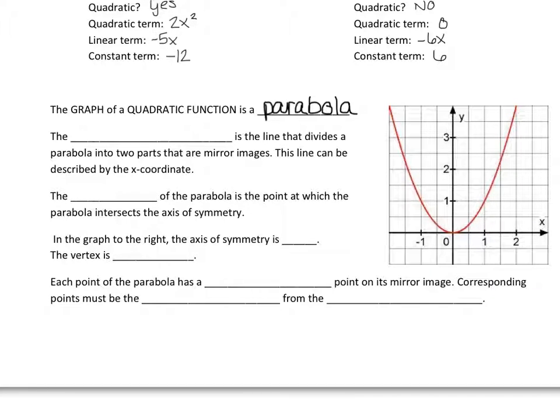So parabolas make a U shape. Okay, when they're positive, they make a right side up U. When they're negative, that turns upside down. Just like our absolute value V's turned upside down, this will turn upside down too.